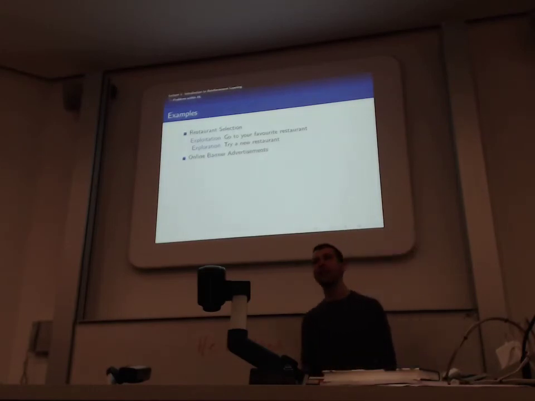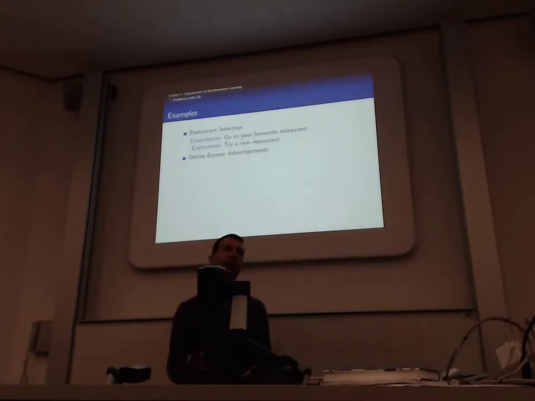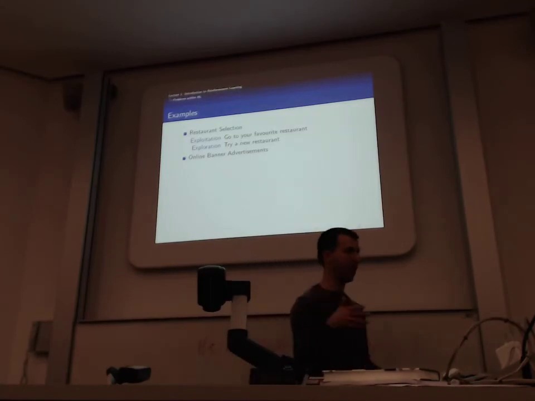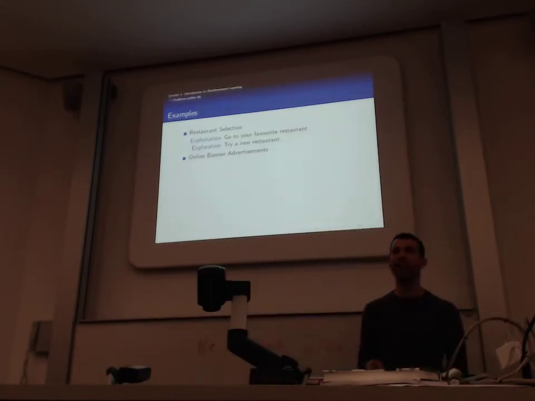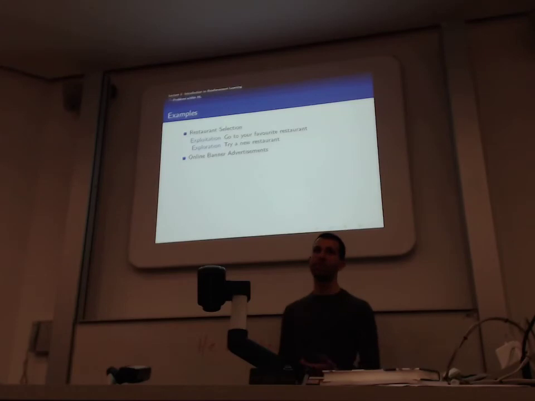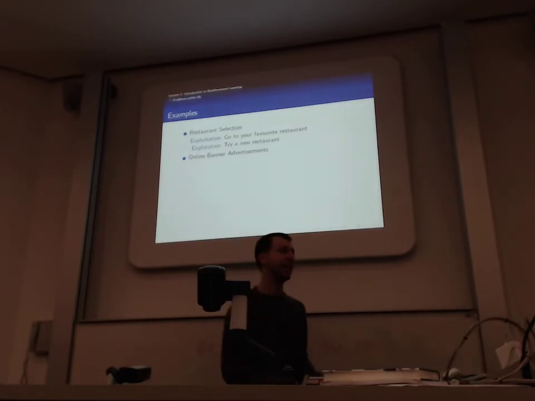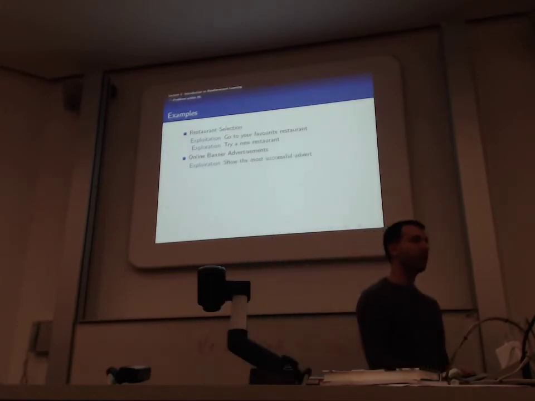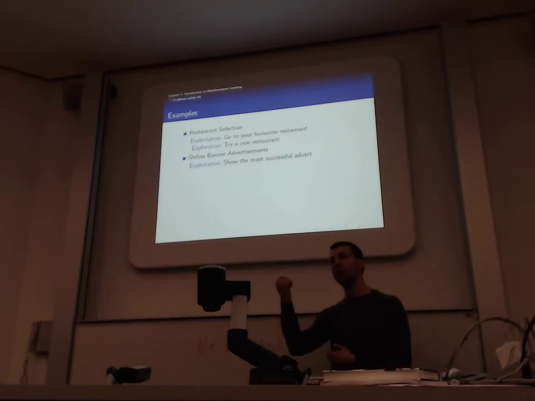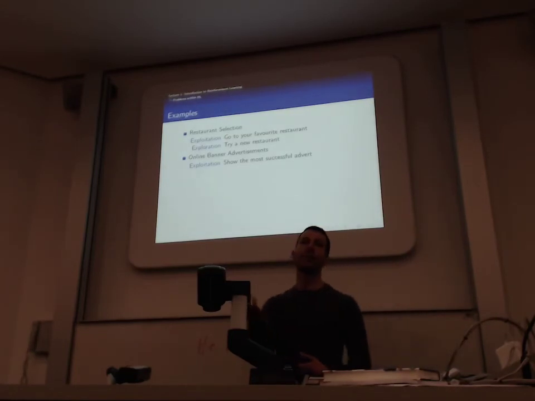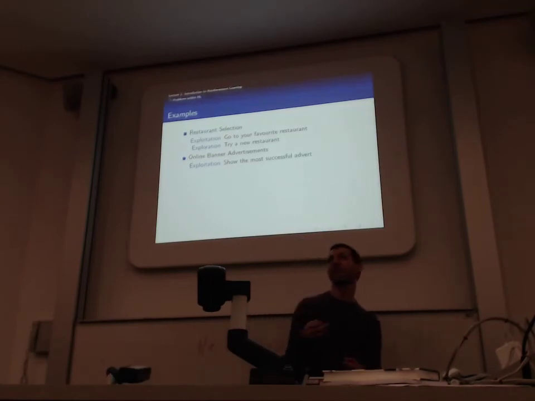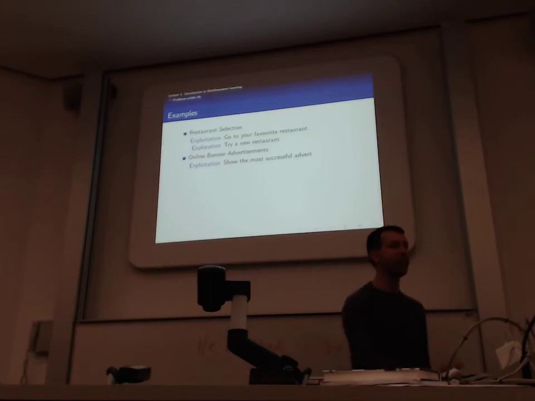Another example, this is very widely used, a big practical application of exploration-exploitation trade-offs, is online banner advertisements on the internet. Here, the problem is to show an advert to a user, and you want to make sure that the users are actually going to click on the adverts and care about these adverts. You want to show them something they have some chance of clicking on.